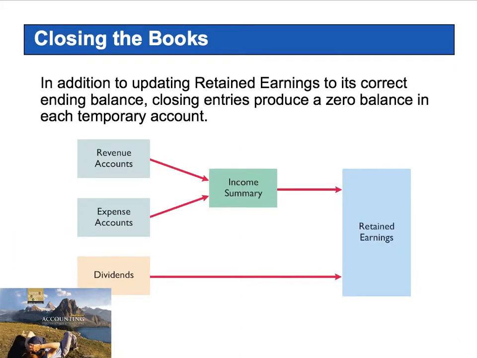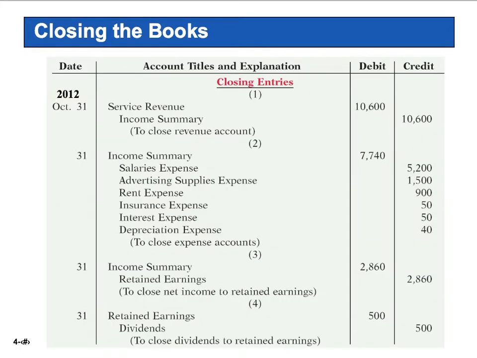Now to do that, we actually set up a new account, a temporary account called Income Summary. And what we're going to do then is close the revenue accounts to the income summary, and then the expense accounts to the income summary. And then we will close the income summary to the retained earnings. And then lastly, close the dividends to retained earnings. How do we do that? Well, in our journal, we head up the closing entries, all dated at the end of the accounting period.